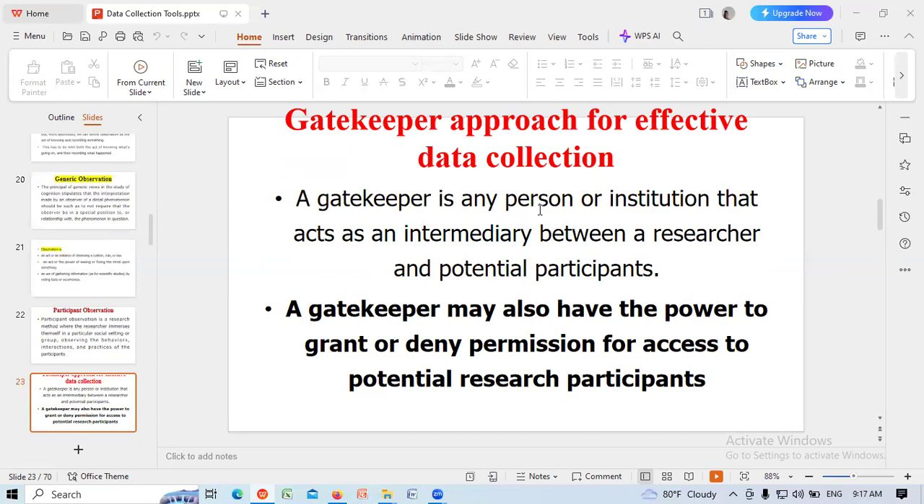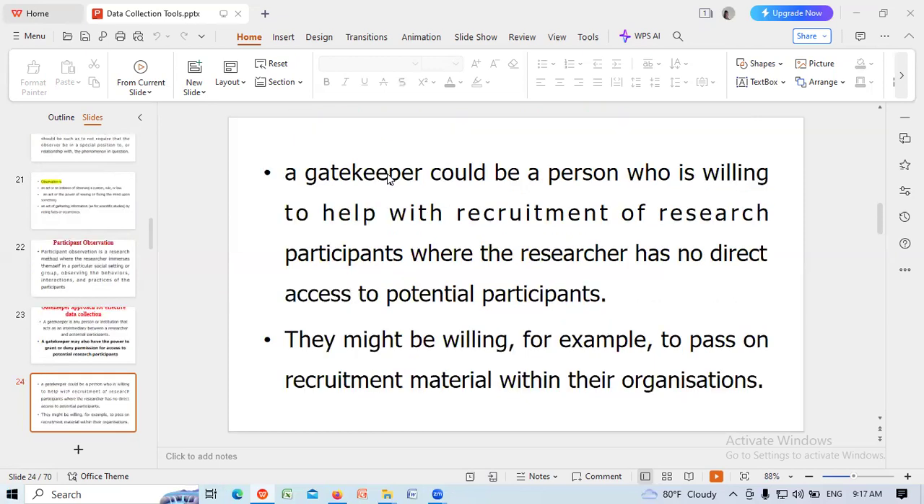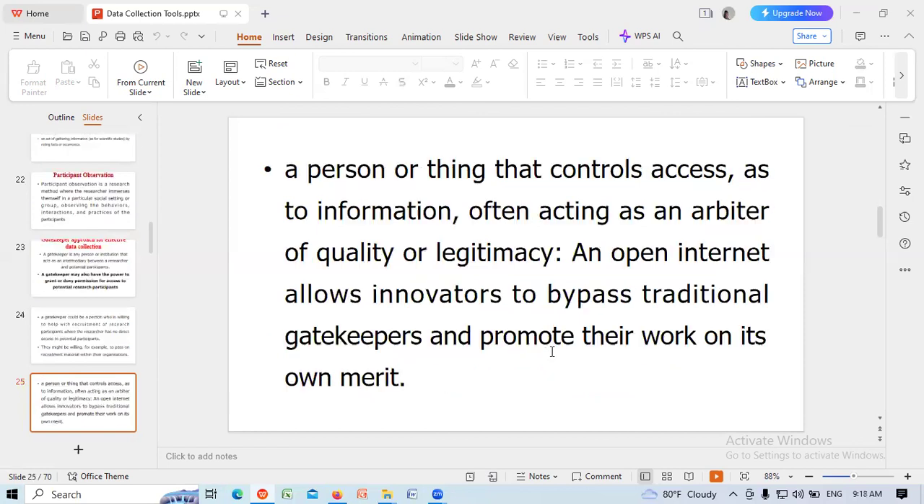A gatekeeper is any person or institution that acts as an intermediary between the researcher and potential participants. A gatekeeper may also have the power to grant or deny permission for access to potential research participants. A gatekeeper could be a person who is willing to help with the recruitment of research participants where the researcher has no direct access to potential participants. They might be willing, for example, to pass on the recruitment material within their organization.